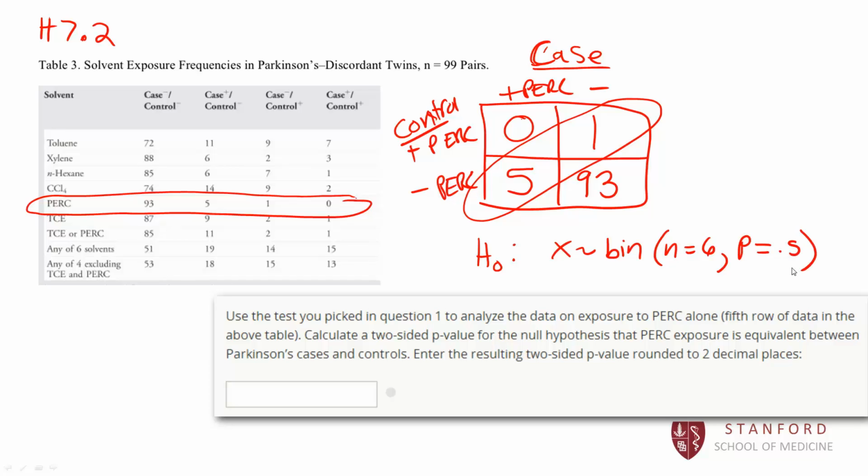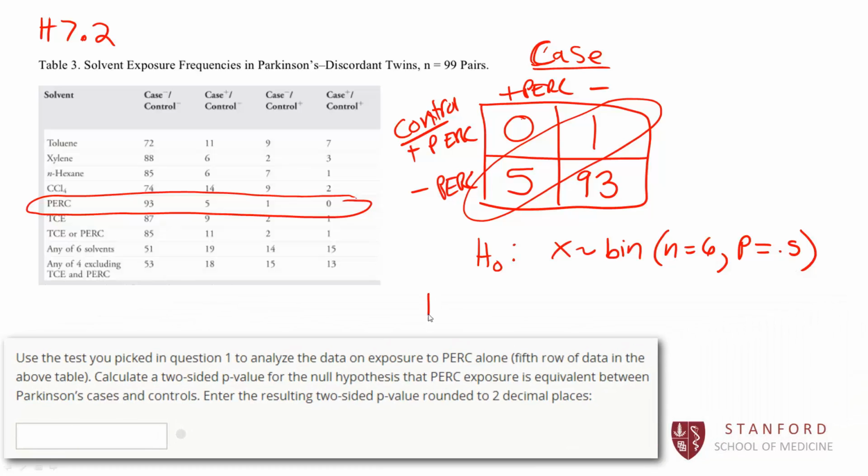In other words, just think intuitively, if there's no relationship between the chemical and Parkinson's disease, you'd expect the discordant pairs to be about even: 3 where it was the case that was exposed and not the control, and 3 where it was the control that was exposed and not the case. The question we're really asking here is, how far off is a 5-1 split from what we'd expect under the null, which is a 3-3 split? Because there are small numbers, we're going to have to calculate the exact binomial probabilities.